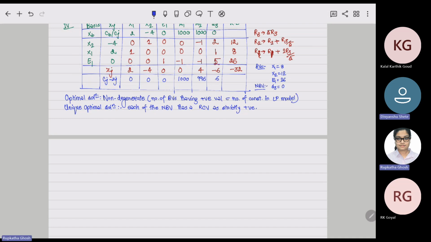Divyanshu, are you there? Yes, ma'am. You have no doubts? Ma'am, I have understood the basic, but I will revise it on my own because I had a call from workplace. That's why I was not able to. Okay, no problem, no problem.